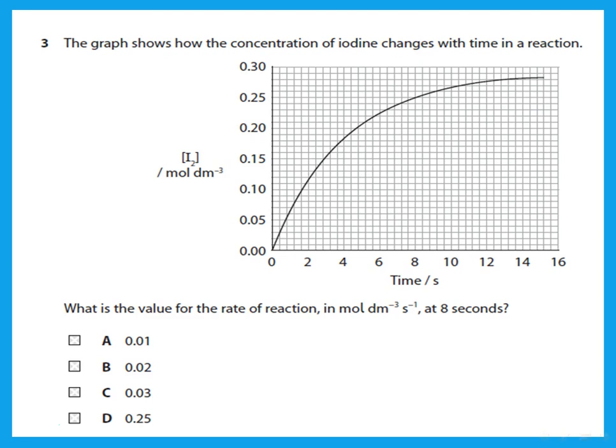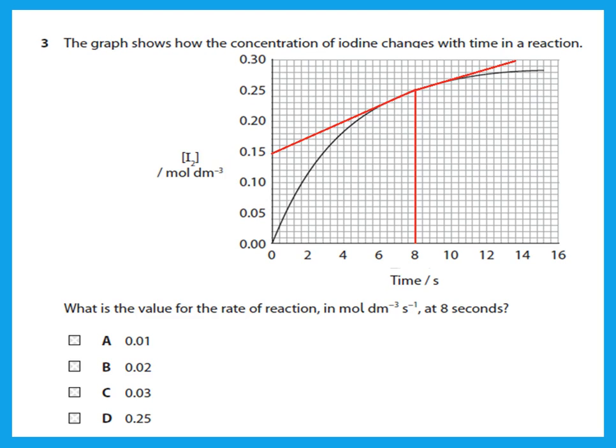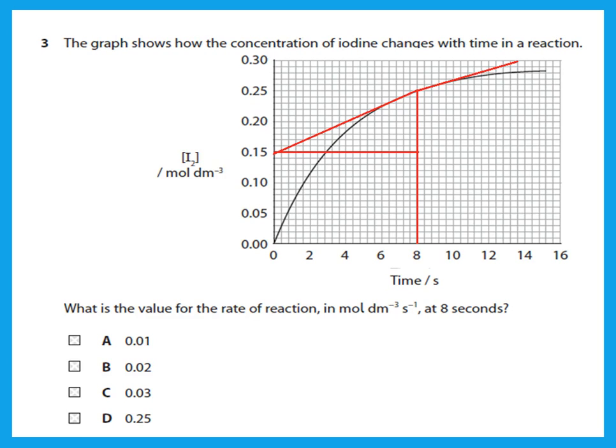The third question says the graph shows how the concentration of iodine changes with time in a reaction. What is the value for the rate at 8 seconds? Remember that this is 8 seconds, but how do we get the rate? The rate is the slope at that point. The slope will be the change in the y-axis over the change in the x-axis. So you want the change in concentration of iodine over the change in time. So that means that the rate is A.